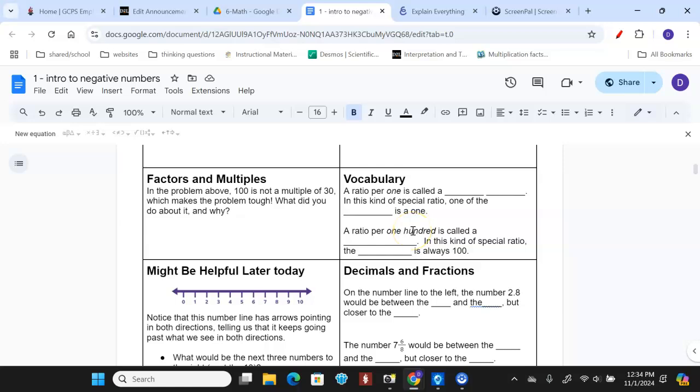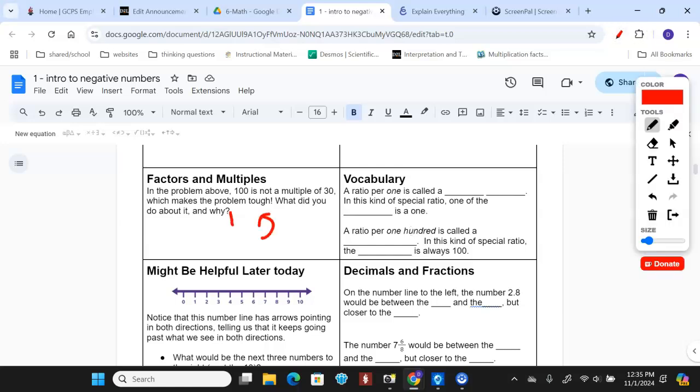In the problem, 100 was not a multiple of 30 was our issue there. So what did you do about it and why? My strategy, of course, was to go back to a lower term, then to go to the end. There are other ways to do it. I know some of you are more comfortable using decimals and things like that, but my strategy is to go to a lower term first, then use the lower term to find the tough multiple.